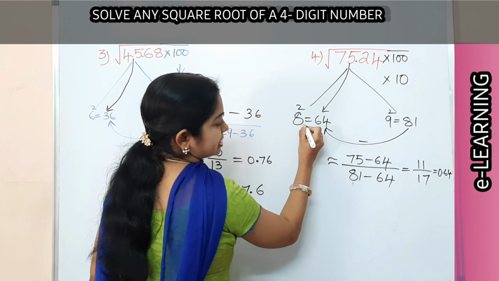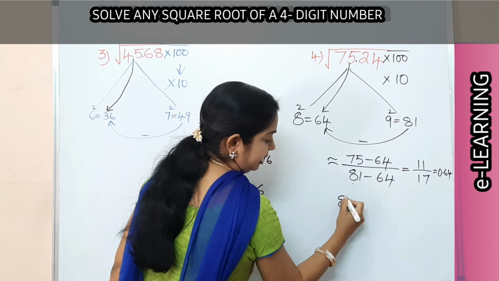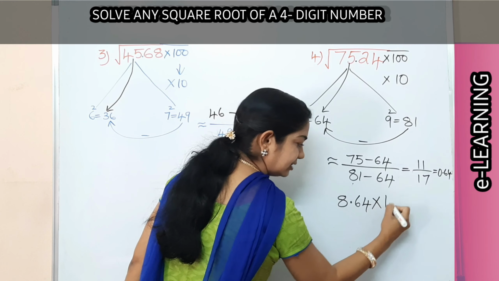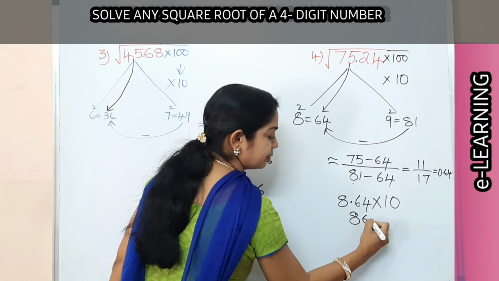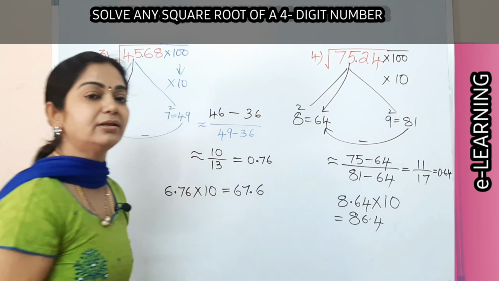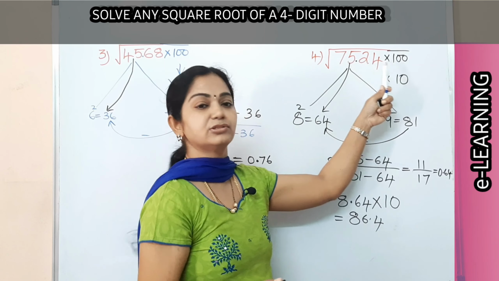So our answer must be 8 point something, so that is 8.64. So we need to multiply with 10 again. That is 86.4, the final approximated value of the square root of 7524.